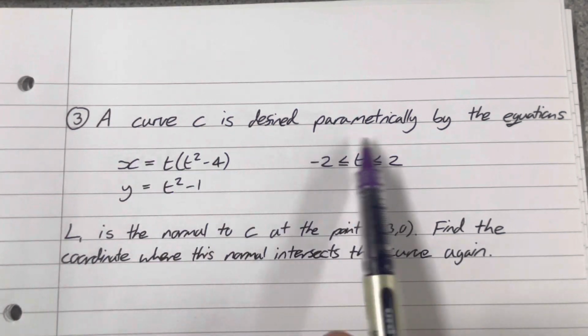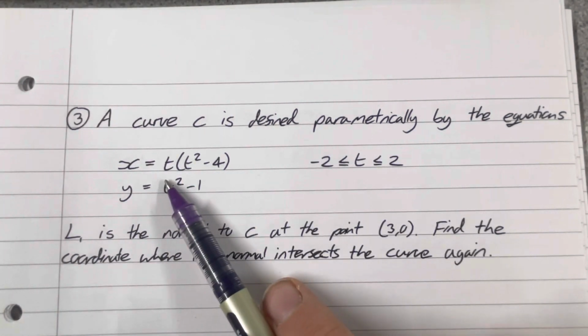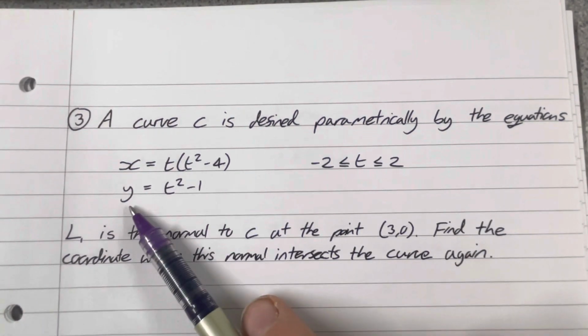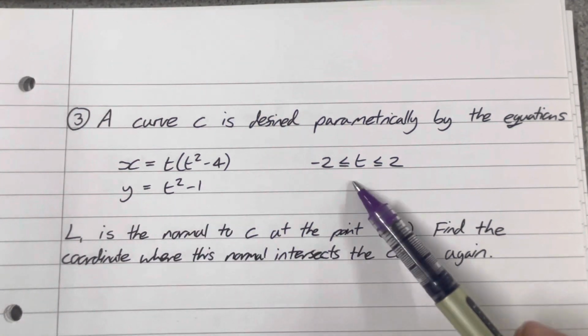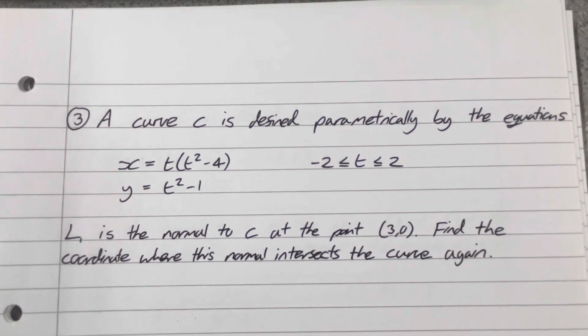It says a curve C is defined parametrically by the equations x equals t(t squared minus 4) and y equals t squared minus 1, and we're told t is between minus 2 and 2. We're also told that L1 is the normal to C at the point (3, 0), and we're told to find the coordinate where this normal intersects the curve again.